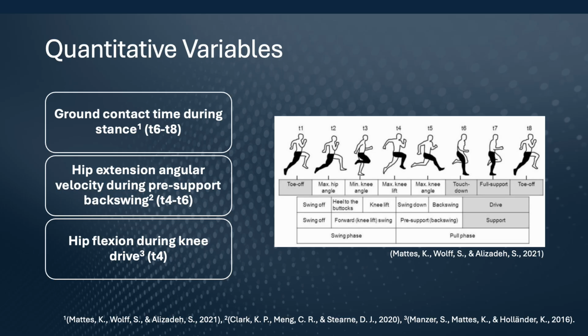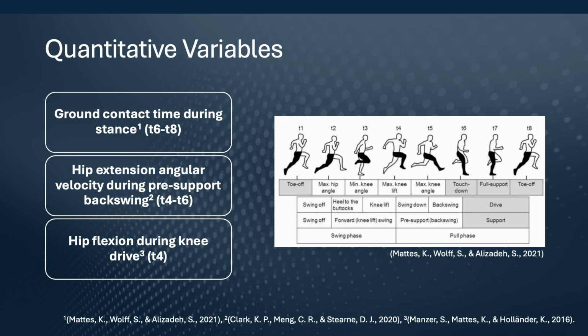Hip extension angular velocity during pre-support backswing, T4 to T6. This hip extension angular velocity is what facilitates the generation of velocity and therefore the generation of propulsive impulse at touchdown. And Clark, Meng and Stern 2020 supports this, where a higher hip flexion angular velocity means that the femur will be moving faster, increasing the velocity and increasing the impulse.